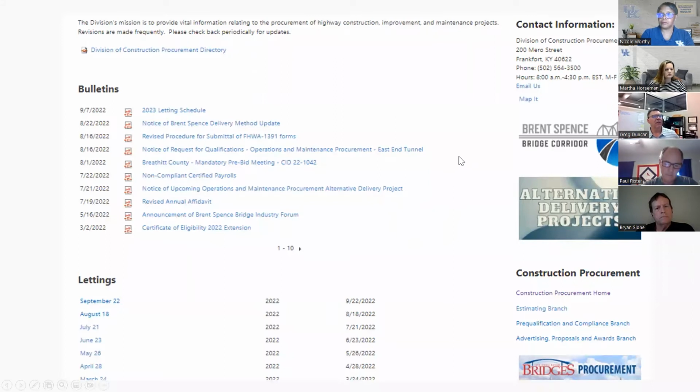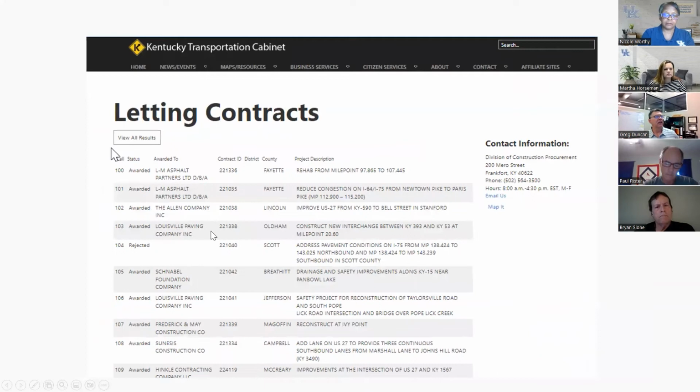The Kentucky Transportation Cabinet again has on their webpage a streamlined advertisement process. Most state laws have been changed to not require so much of a newspaper presence for the advertisement of bids, but they have listed all the different lettings, the letting dates, and their schedule. If you click on each one of those letting dates, they will have a call number and contract ID with the county and project description listed, and it will show you who the contract is awarded to.